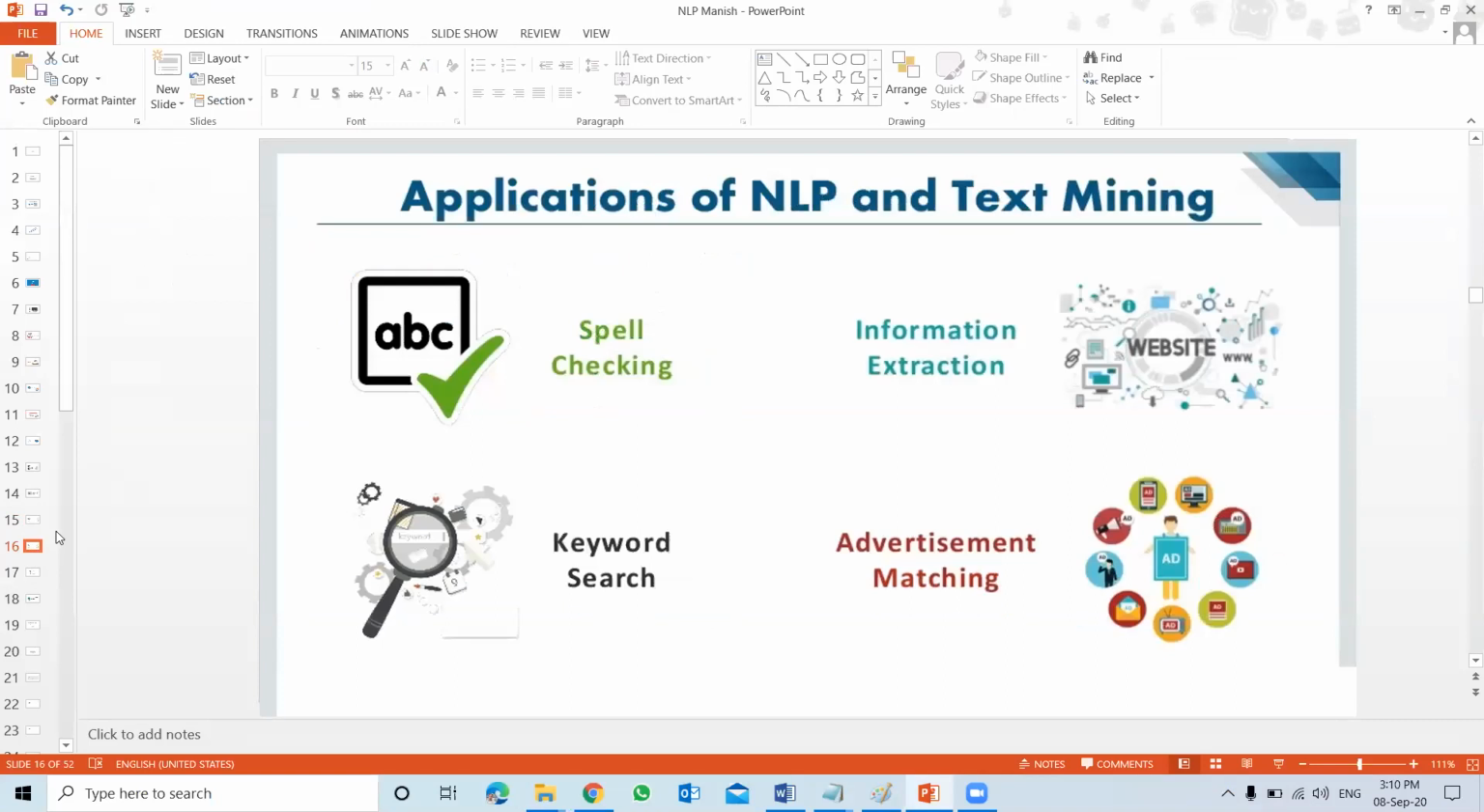Next, we have something called spell checking, like the Grammarly tool. With the help of the Grammarly tool, it checks spelling automatically. Then information extraction, if you want to extract information from Google.